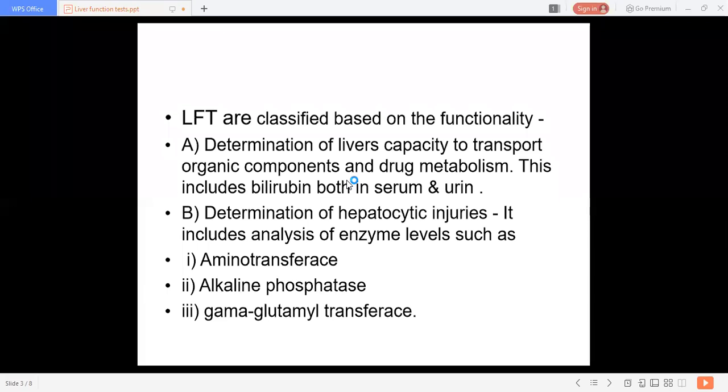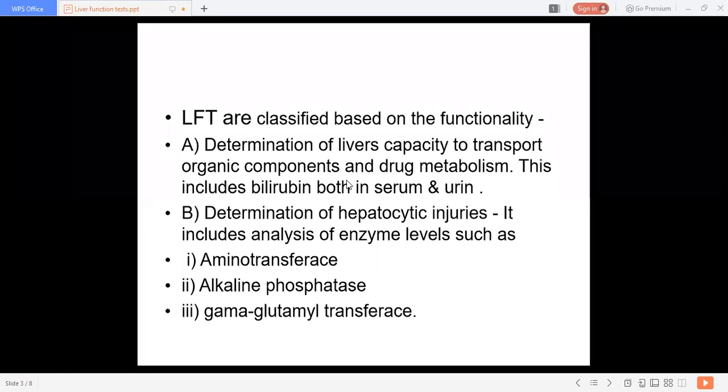And within that particular 0.25 milligram per cent. Third one is indirect bilirubin. This is the unconjugated fraction of bilirubin. Indirect bilirubin is calculated by determining the difference of total and direct values.